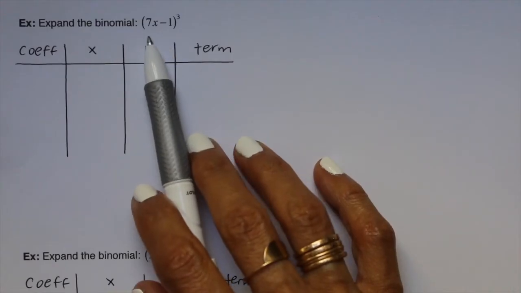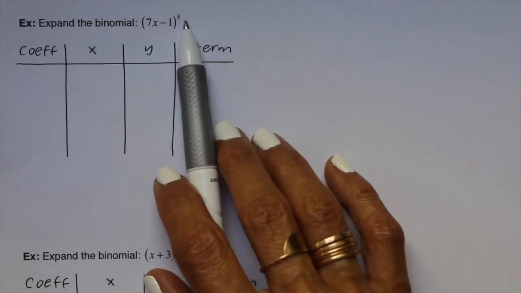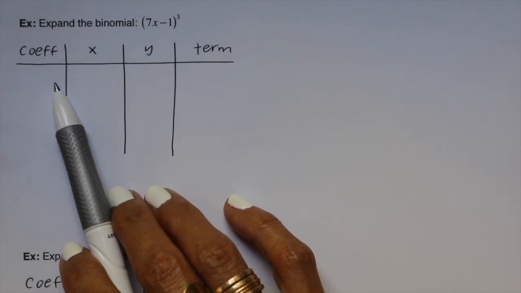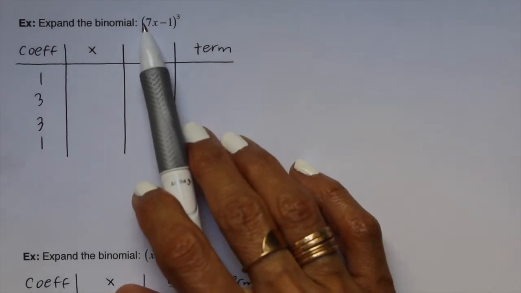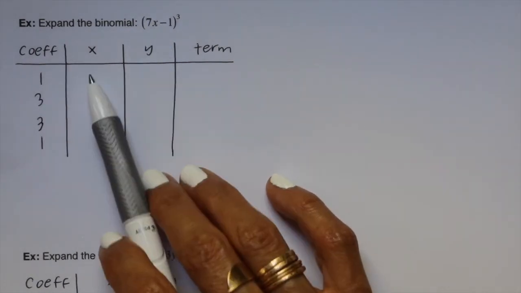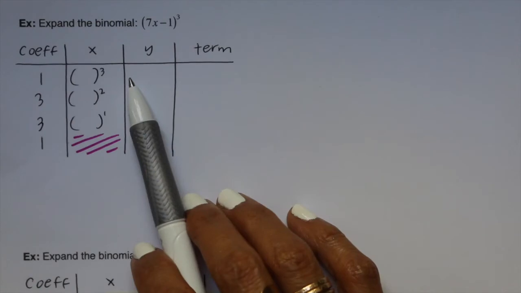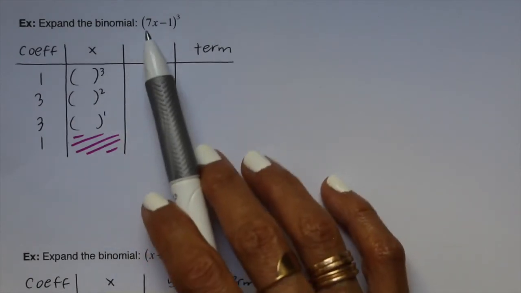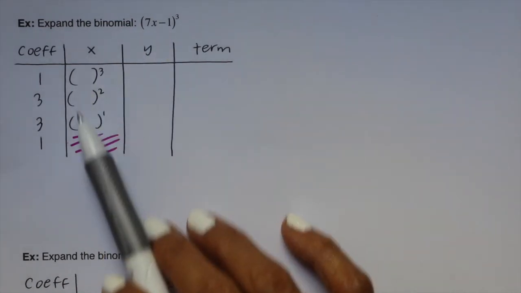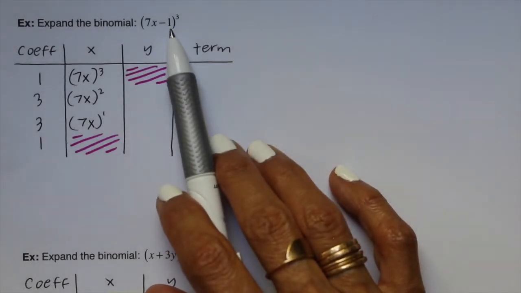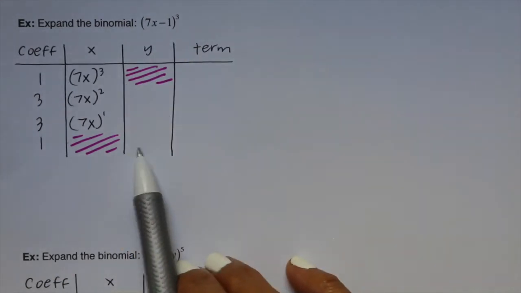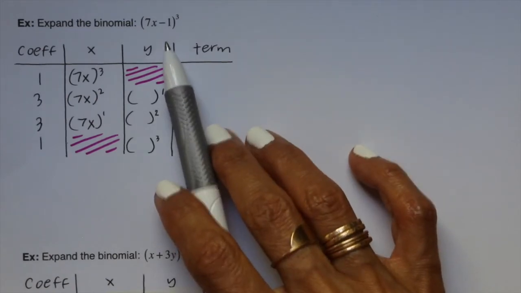For this example, we have 7x minus 1 to the third power. Because our binomial is being raised to the third power, according to Pascal's triangle, our coefficients are going to be 1, 3, 3, 1. Okay, next, in the x position, we have 7x. So what I'm going to do is I'm going to use parentheses. So using parentheses, we have to the third power, to the second, to the first power, and then no x's. We're going to substitute in 7x for all of these parentheses. In place of y, we have negative 1. So here, this would be no y, then y to the 1, y to the 2, y to the 3. And again, in place of y, we're going to plug in negative 1.